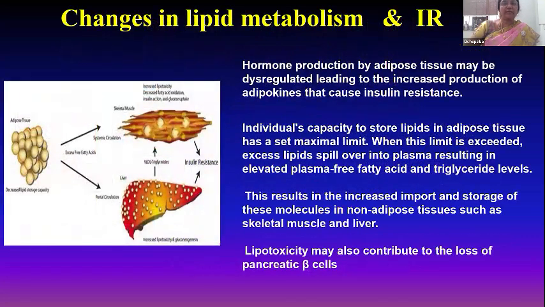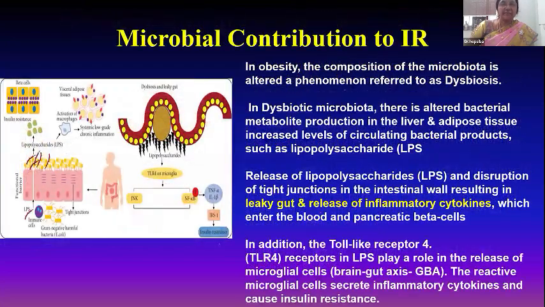The second cause is lipid metabolism. There is a dysregulation in the lipids, which increases the adipokines that again cause insulin resistance. When the lipid cell overflows and spills over into the plasma, it again causes free fatty acid elevation. This results in lipid accumulation in non-adipose tissue like skeletal muscle and liver. This is called lipotoxicity, which contributes toxicity to the pancreatic beta cells. This is how lipid metabolism and insulin resistance are linked.